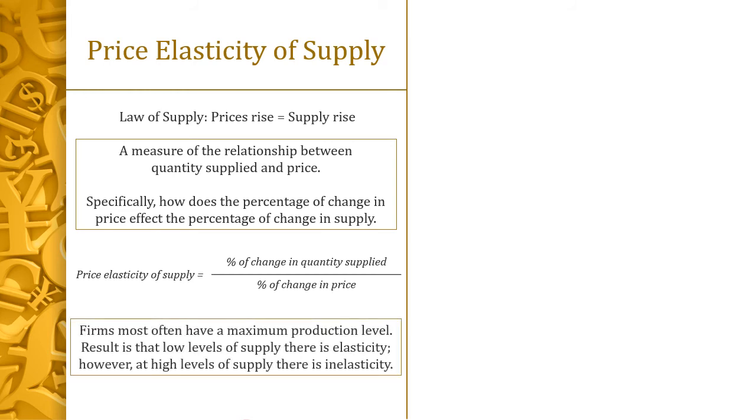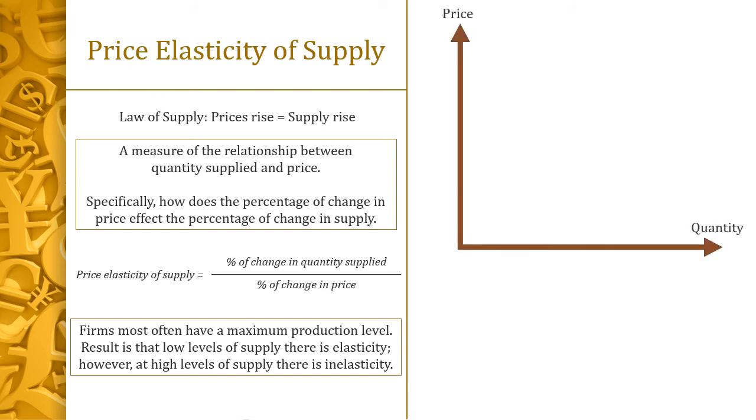But the big difference is that firms have what we say is a maximum production level. I have one factory. This is the most that I can produce. And so this is going to change how we look at things slightly, because the result of low supply levels is probably going to be elastic, and at higher levels, we're probably going to be more inelastic because we won't have capacity to produce more. So let's look at how that graphs out.